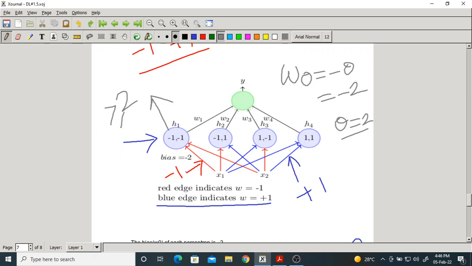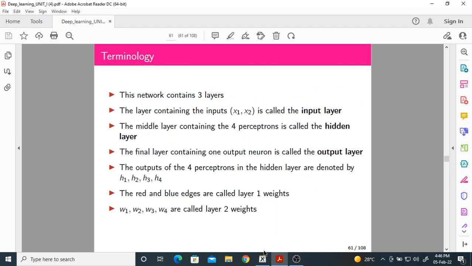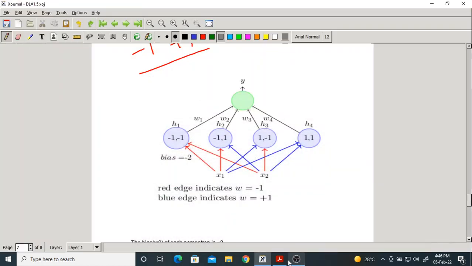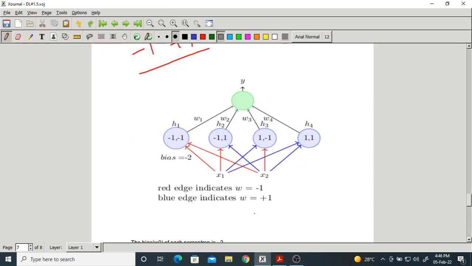Now, let us see what is next. We need to go with some terminology here. So what is the terminology? This network contains 3 layers. This is layer 1, layer 2, layer 3, 3 layers.